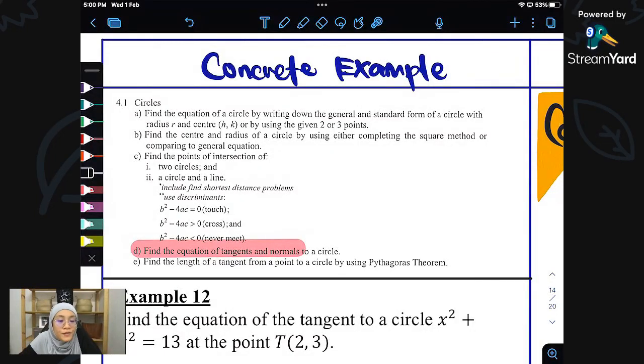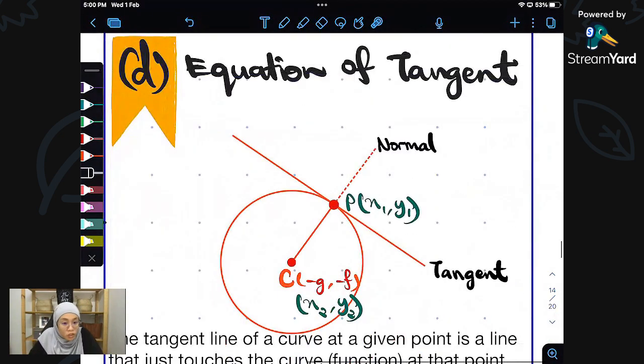Hello everyone, Assalamu alaikum. Let's continue to the next learning objective, which is finding the equations of tangent and normals to a circle. Let's have a look at what the equation of a tangent is.